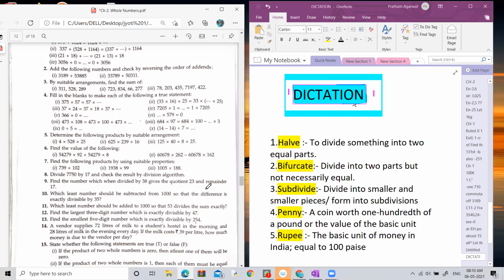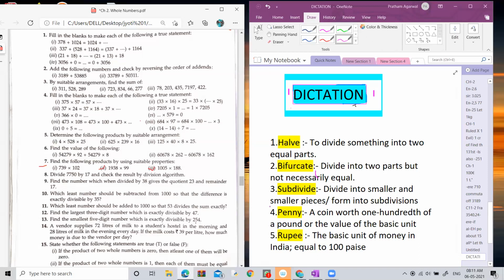Please, children, if you have any problem in exercise 2.2 till question number 7, please let me know. Otherwise, I will start from the next question. Devyansh, I have given you the permission. You can unmute yourself. Devyansh? Yes, ma'am. So nobody has any problem till question number 7? I explained the second part of question number 7 yesterday, and the third part I gave for homework. I hope everybody has done this question.